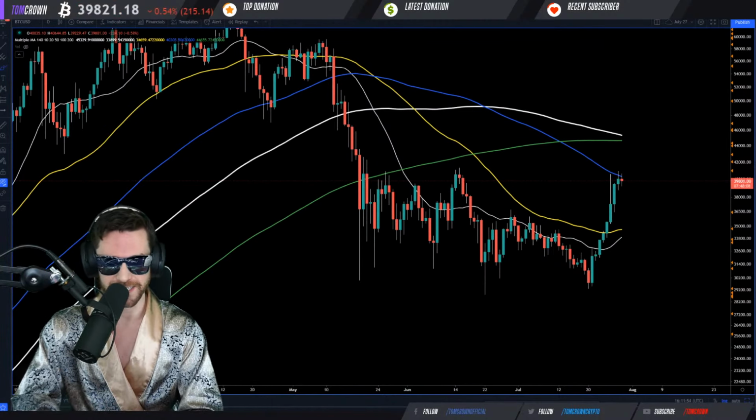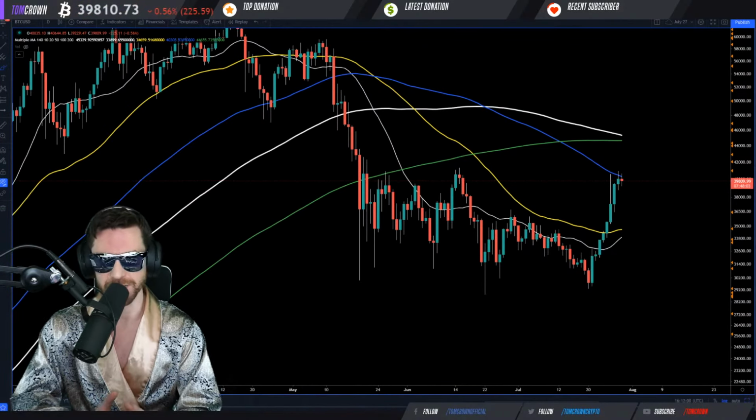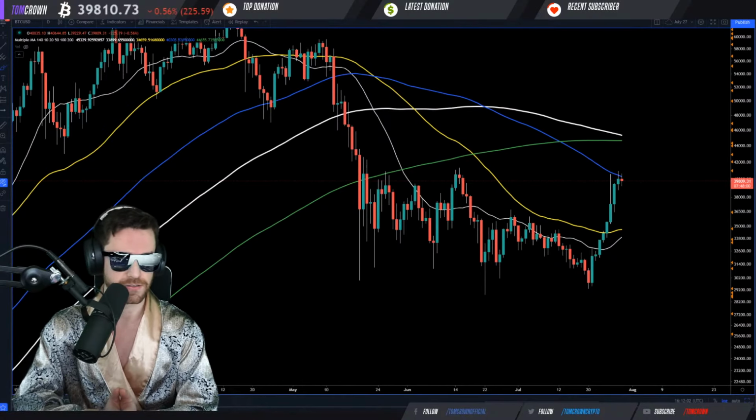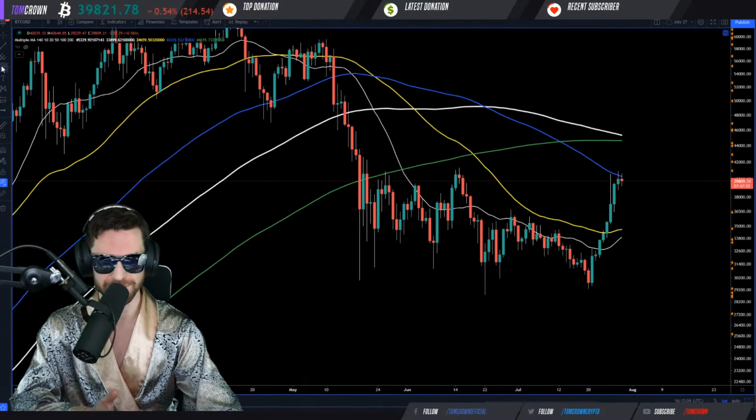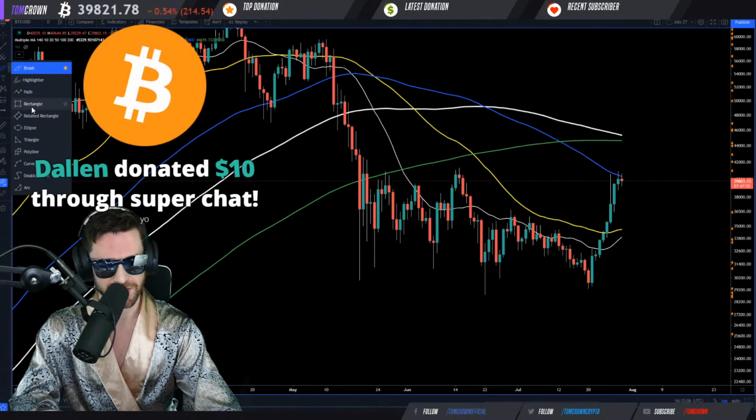Now, none of this is set in stone. None of this is guaranteed. We're looking for patterns and we're looking for invalidation because that's what makes good trading. So a move to the upside to complete this.